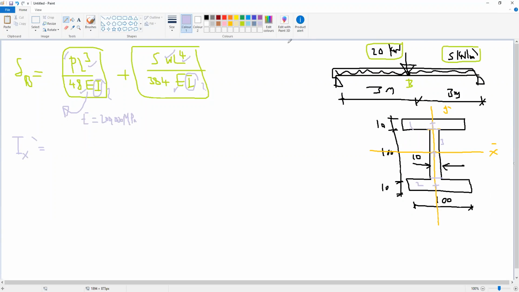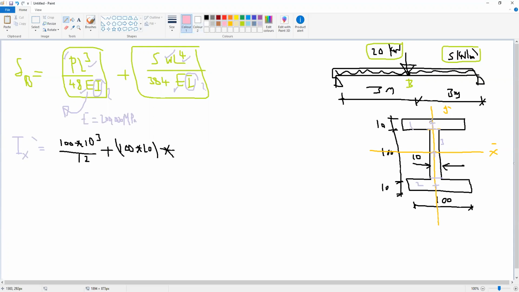So Ix will be the summation of inertia for the whole section. So for Ix1, the parallel to X is 100 multiplied by the normal to X, which is 10 to the power 3 divided by 12, plus the area, 100 multiplied by 10, multiplied by the distance y squared. What is y here?